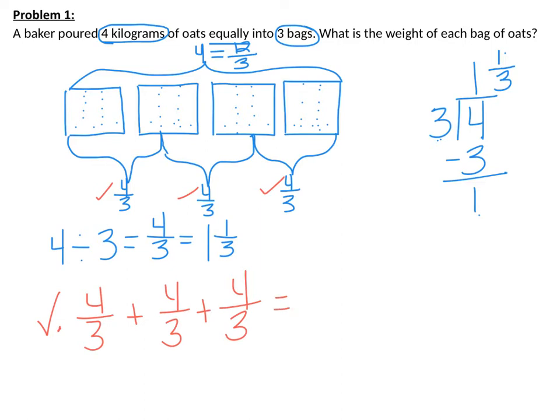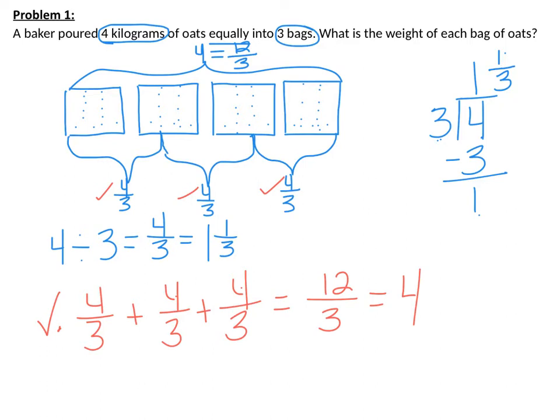So let's hope. So I know I'm going to have thirds because my denominator stays the same. 4 plus 4 is 8. 8 plus 4 is 12. 12 divided by 3 is 4. So it matches my original number, which was 4 kilograms.